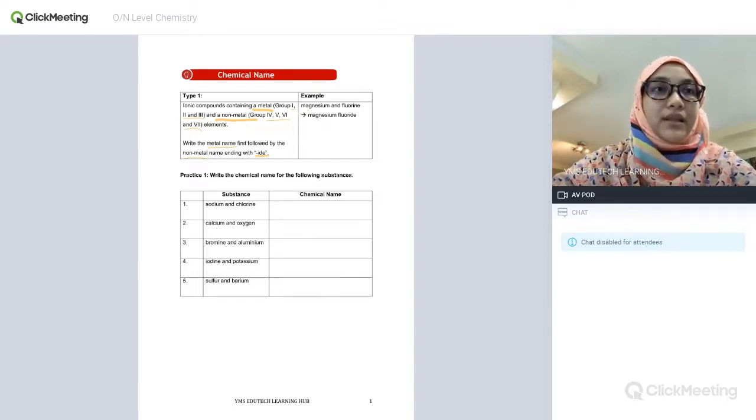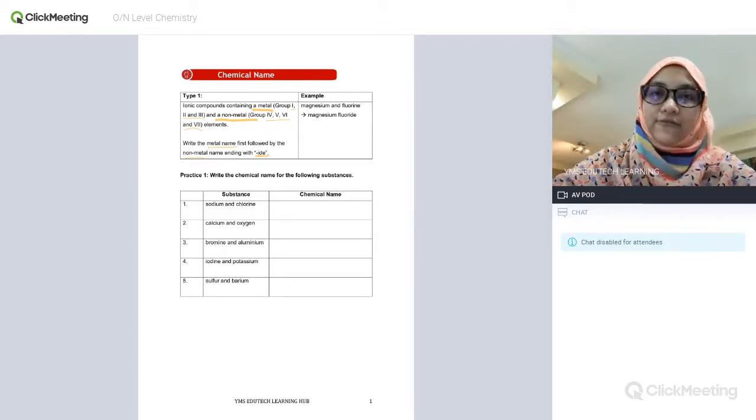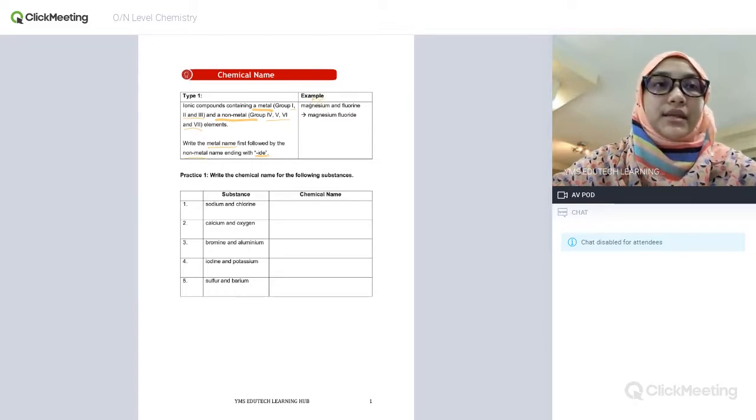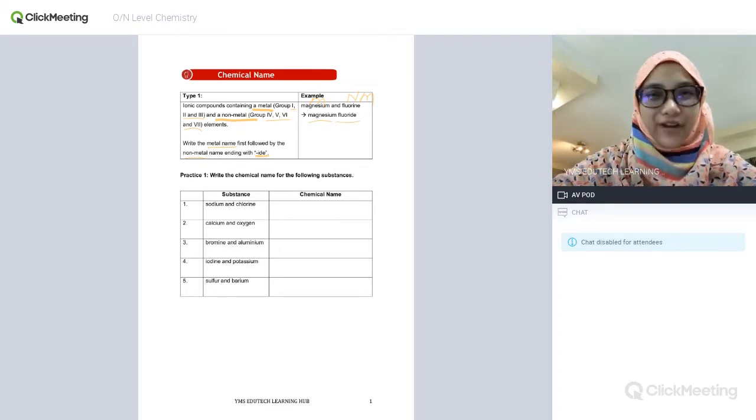Let's take a look at an example. Magnesium and chlorine. First, we need to identify whether the element is a metal or a non-metal. So in this case, magnesium is a metal, while chlorine is a non-metal. So together, we combine them. We write the name of magnesium first, followed by chlorine. However, we have to change the name of chlorine to chloride. So it becomes magnesium chloride.